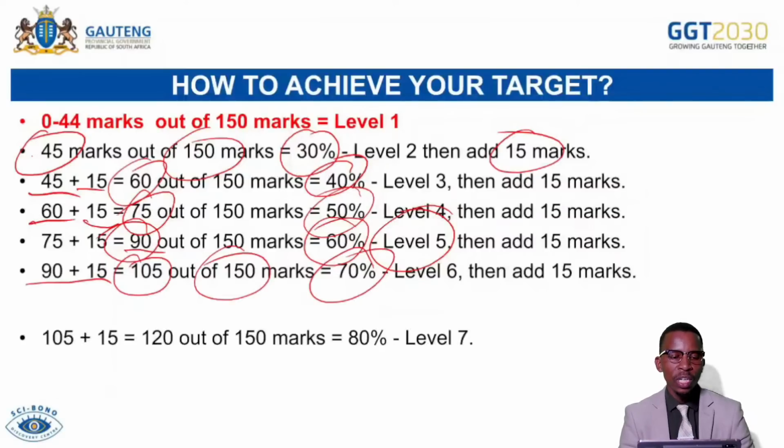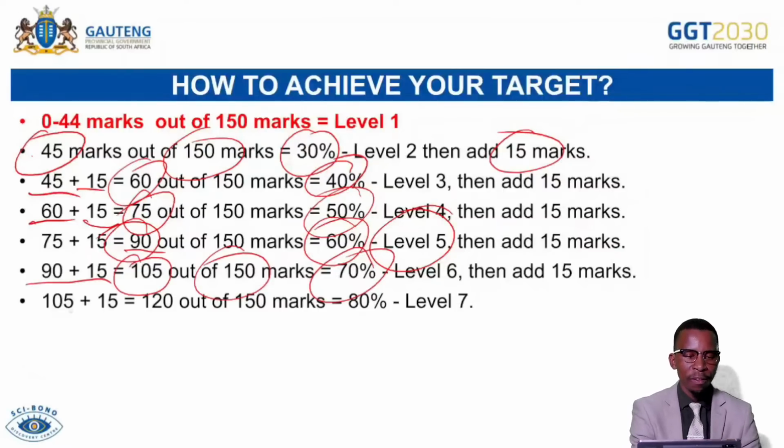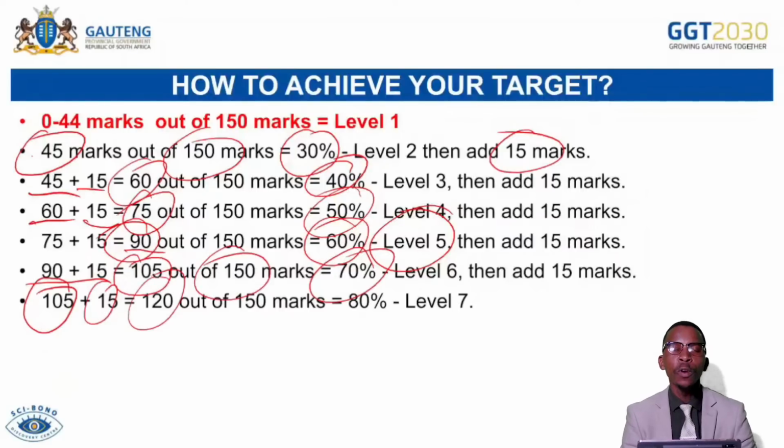So let's say you want to achieve level 7. So we simply do the following. We say that 105 that you achieved, you simply put more effort to add another 15. 105 plus 15 is 120. That is the beginning of your level 7, which is the distinction. So that's your 80% and level 7.